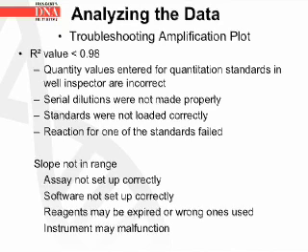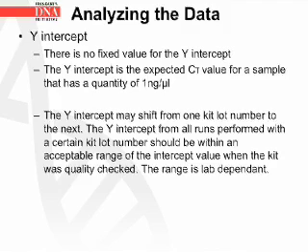If the R² value is less than 0.98, then perhaps the quantity values entered for the quantitation standards in the well inspector were incorrect, the serial dilutions were not made up properly, the standards were not loaded correctly, or the reaction of one of the standards may have failed. If the slope is not in range, then perhaps the assay was not set up correctly, the software may not have been set up correctly, the reagents may be expired or the wrong ones used, or the instrument may have malfunctioned.